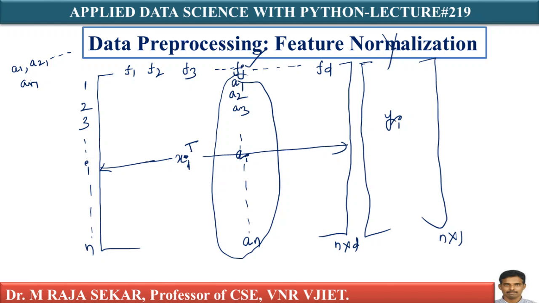I have a1, a2, and so on. And here, these are the values, isn't it? The n values of feature j, whose values of jth feature, isn't it? Because I have n data points. Every data point has a value corresponding to a feature.